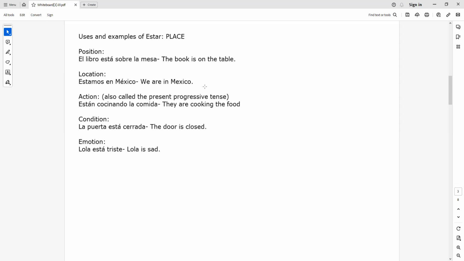For example, for position: el libro está sobre la mesa. The book is on the table. Location: estamos en México. We are in Mexico. So position and location could sometimes be easily confused, but the most important thing to know is that regardless of whether it's position or location, it's estar.